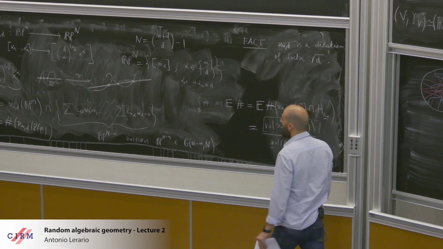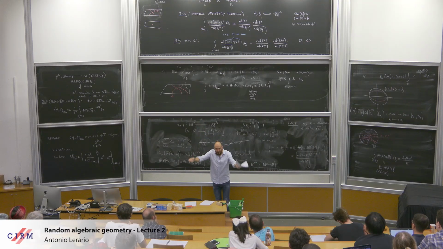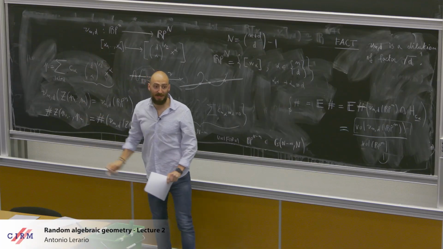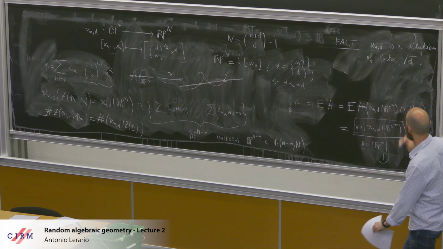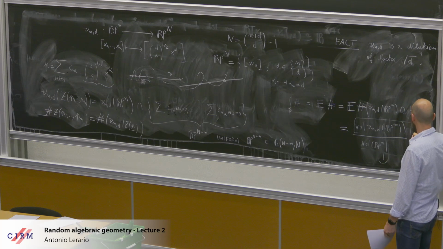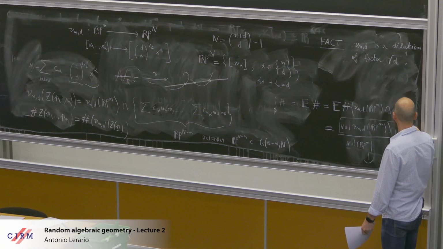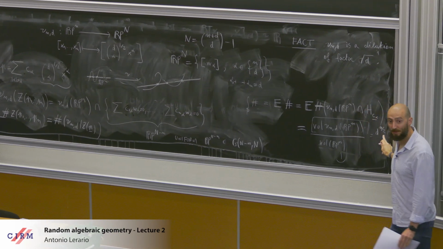So that means if you take a unit tangent vector here, you take the image of the differential of this vector under this map, you get a vector which has length square root of d. So it's really a dilation of this. And because it's a dilation, well, the volume of this is just d to the n over 2 times the volume of RPn. So this ratio is just d to the n over 2.